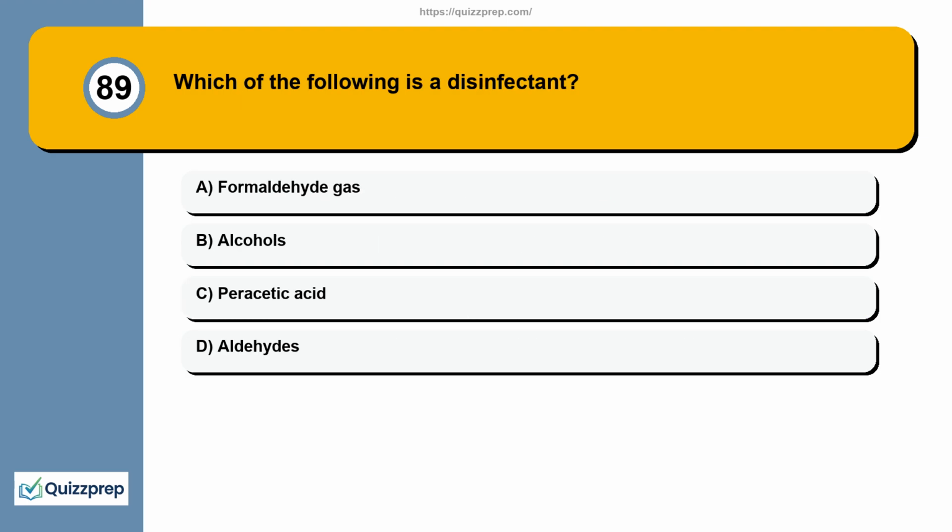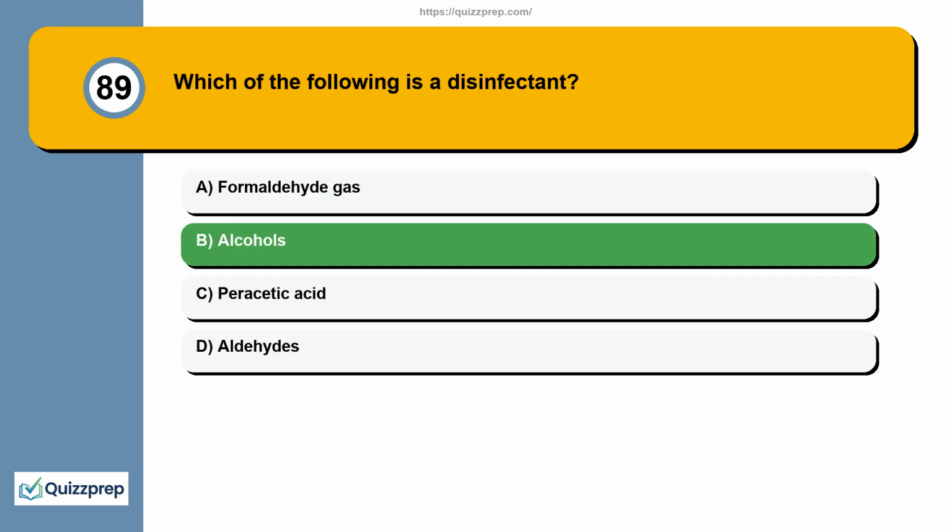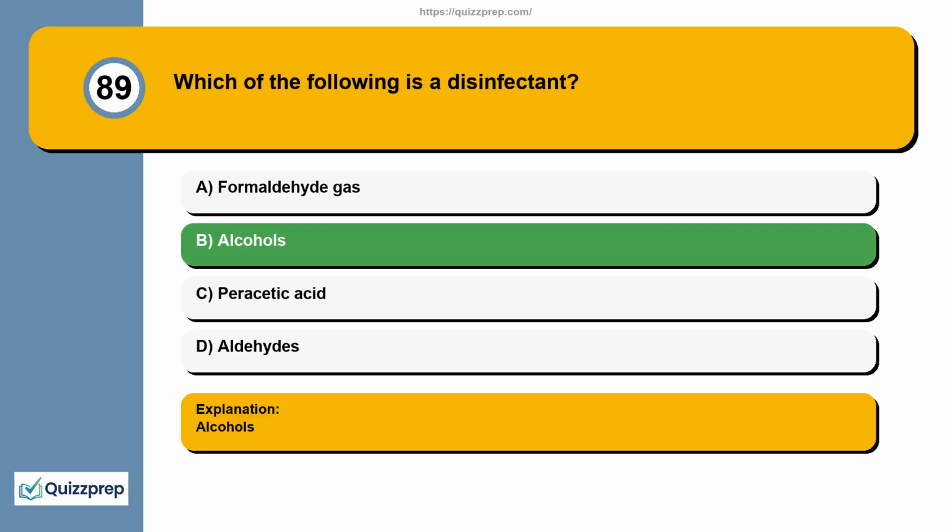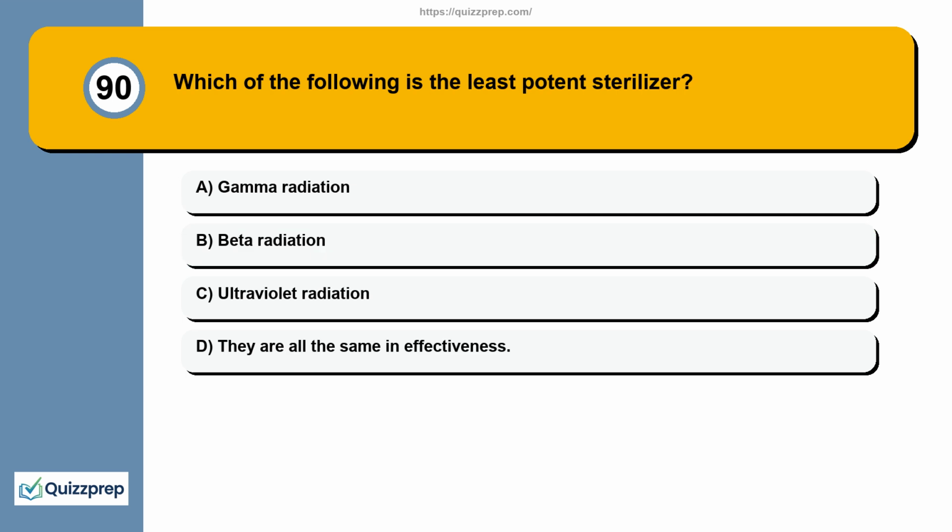Question 89. Which of the following is a disinfectant? Option A, formaldehyde gas. Option B, alcohols. Option C, peracetic acid. Option D, aldehydes. The correct answer is option B, alcohols.